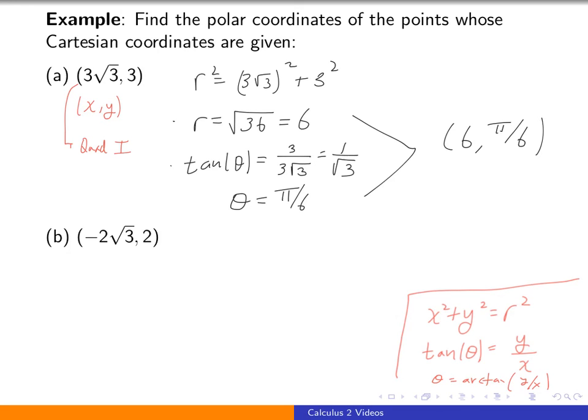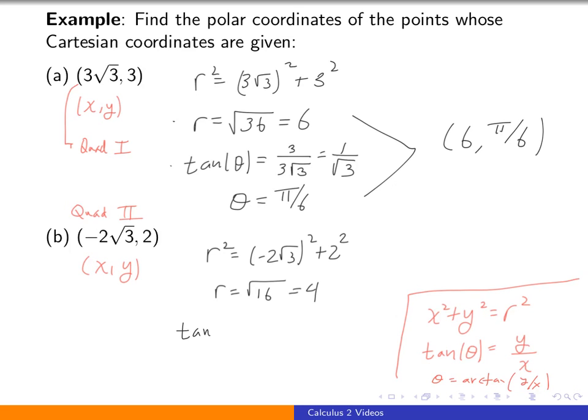So a similar approach here for our second point. This is in the form x comma y. And note that because the x is negative and the y is positive, this point sits in the second quadrant. So we'll say quadrant 2. And we'll have to take that into account. So r squared is equal to minus 2 root 3 squared plus 2 squared. So r squared in this case would be 16, which tells us r is the square root of 16, which equals 4.